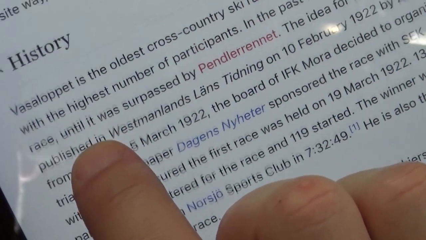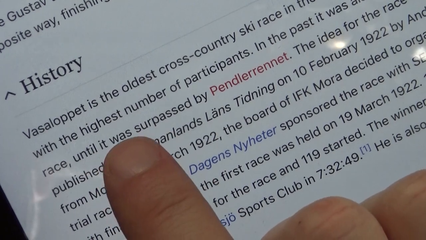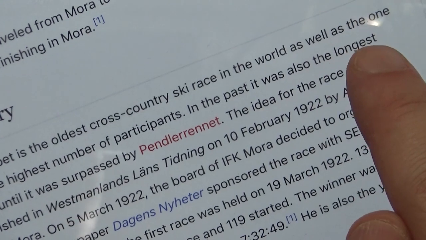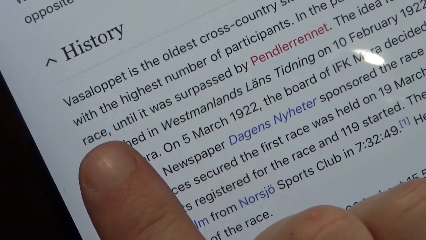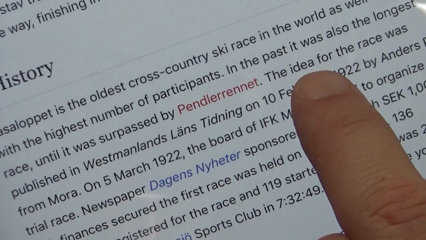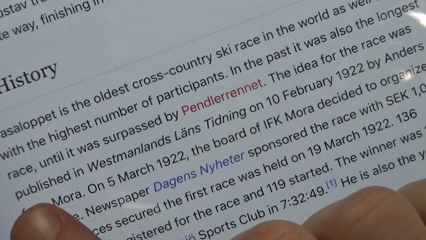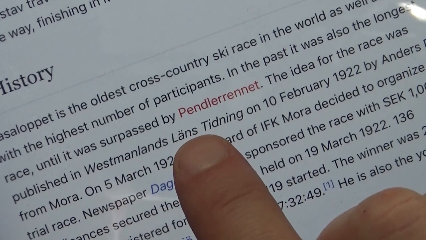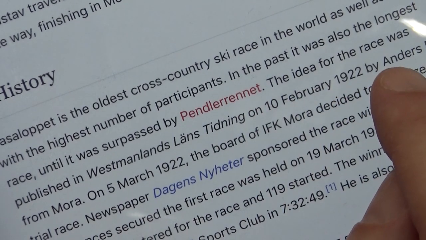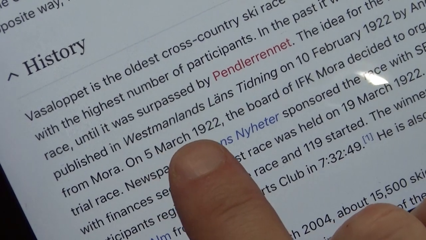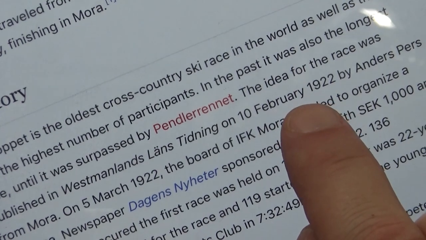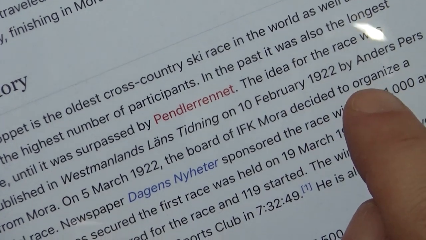Then we have some history about the race here. Vasaloppet is the oldest cross-country ski race in the world, as well as the one with the highest number of participants. In the past, it was also the longest race, until it was surpassed by Pendlerrennet. The idea for the race was published in Vestmanlands Läns Tidning on 10th February 1922 by Anders Persch from Mora.